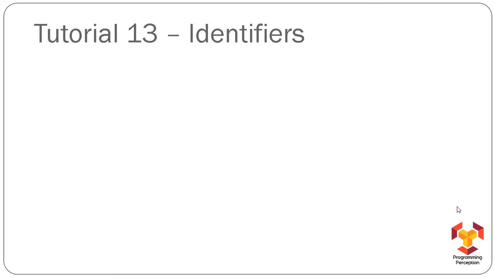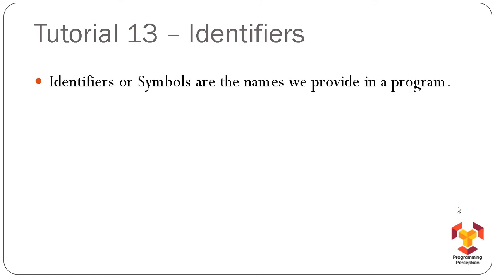Friends, in our previous tutorial, we discussed keywords, which were one of the tokens, and now we are going to discuss another token known as identifiers. Identifiers, or symbols, are the names we provide in a program. So they are also known as symbols.